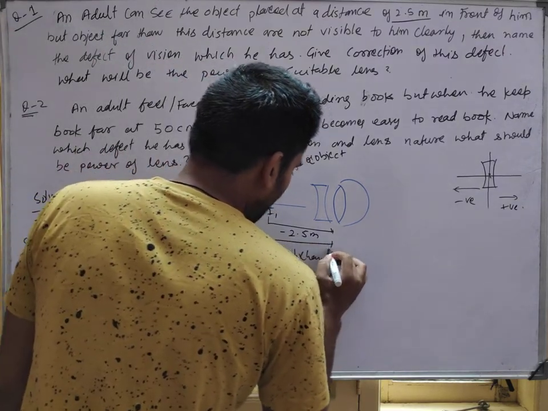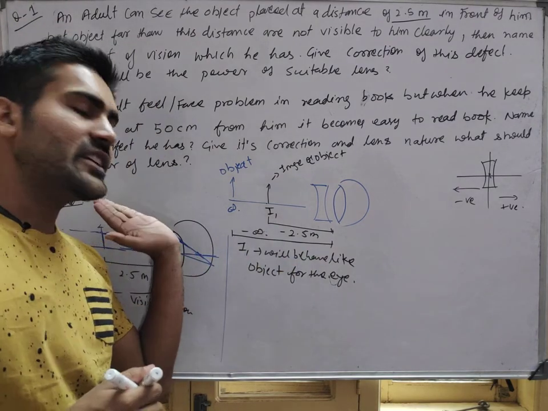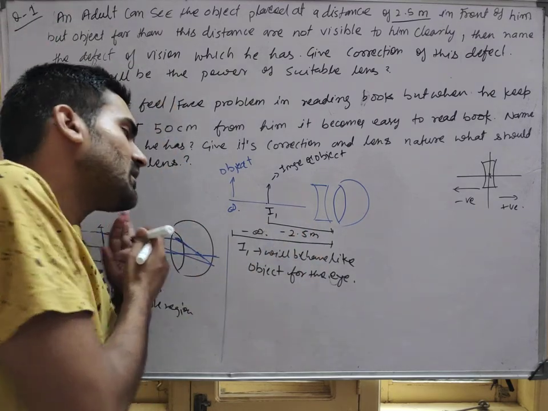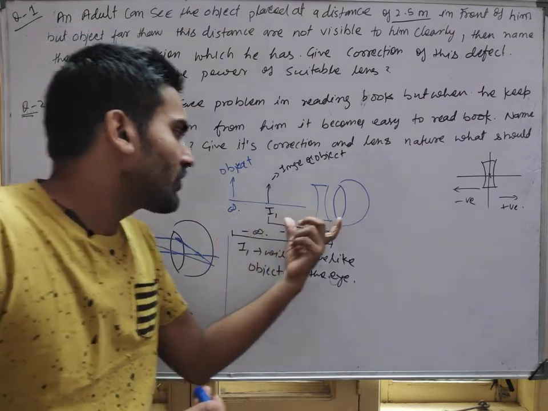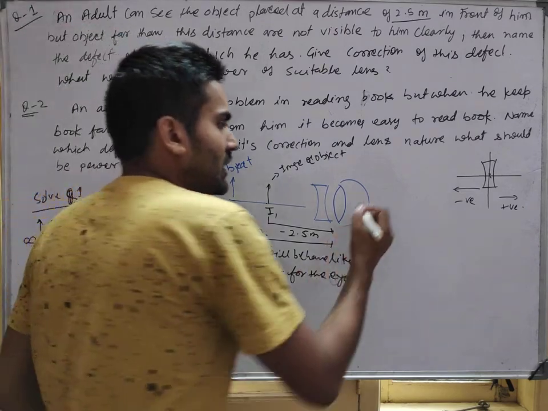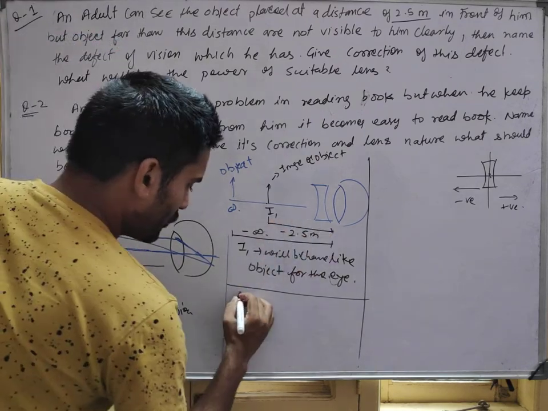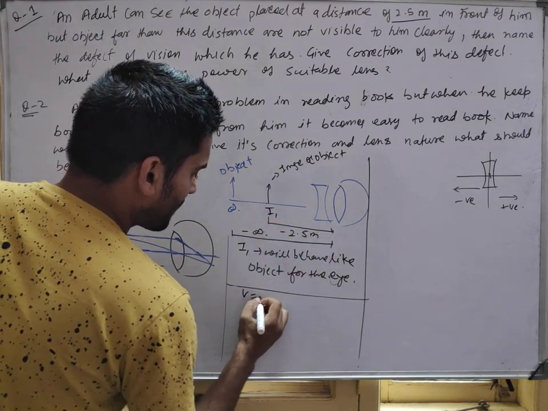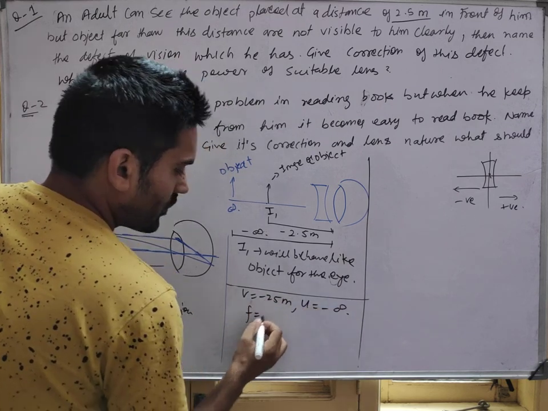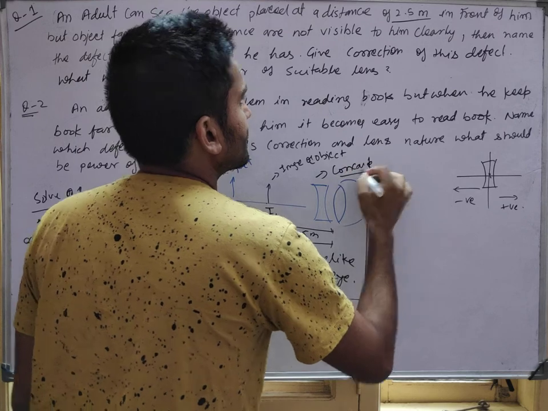And where is the object kept? The object is kept at minus infinity, and we have to get the image at minus 2.5 meters. The image will act as an object for this eye, and the eye can see it clearly as it is at 2.5 meters from here. So we can use the lens formula: v is minus 2.5 meters and u is minus infinity. We have to find the focal length. And which lens will we use here? We will use a concave lens. So this is the answer.